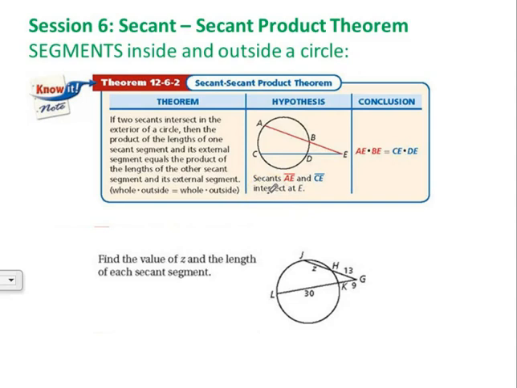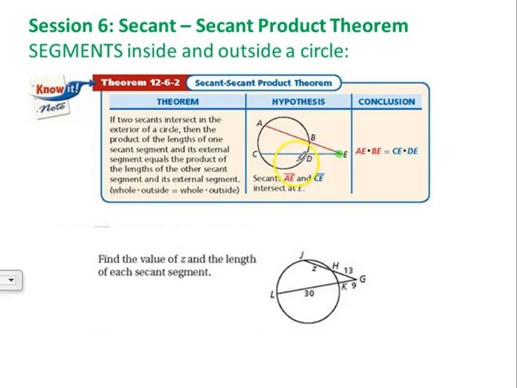I told you we're going to look at segments that exist outside a circle. So here we've got some segments that are both inside and outside. When you have a secant, remember a secant is a line that intersects our circle in two places. So when you've got two secants that intersect outside, right here at point E, these two secants intersect outside of our circle, then the product of the lengths of one secant segment and the exterior of that secant segment is going to be equal to the other interior secant and exterior secant segment.